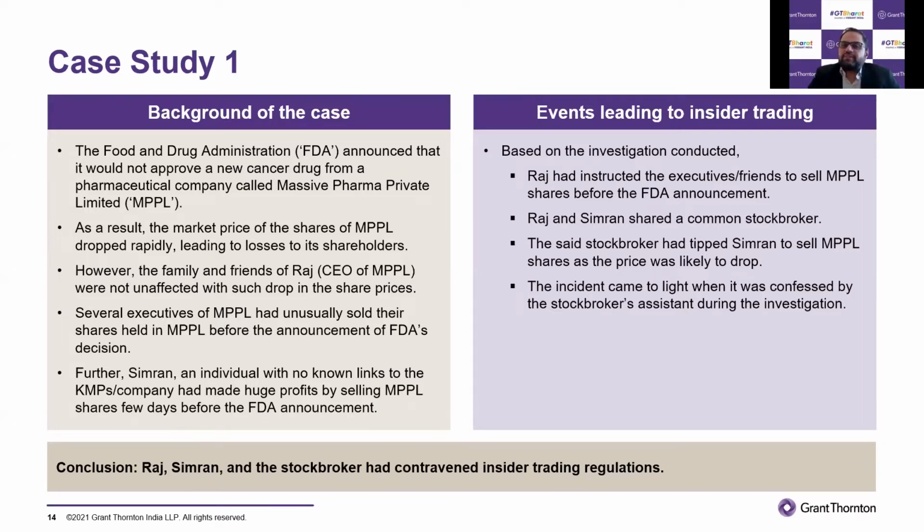Now, based on the investigation conducted, what came to light is that obviously the promoter and his friends were aware of this and had offloaded their stock. However, the promoter and Simran shared a common stockbroker. The stockbroker tipped off Simran saying, you know what, there's no point holding on to Massive Pharma shares. Why don't you sell it off? So based on a tip from the stockbroker, Simran also followed suit and made money, and Raj, Simran, and the stockbroker had contravened insider regulations and faced regulatory action.